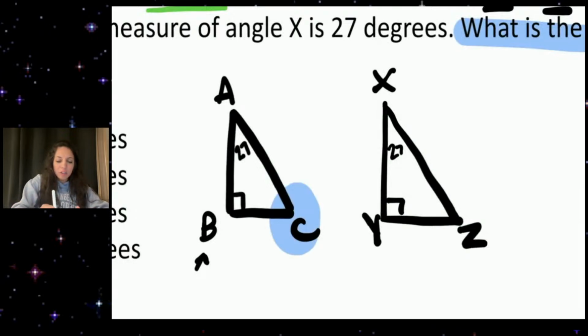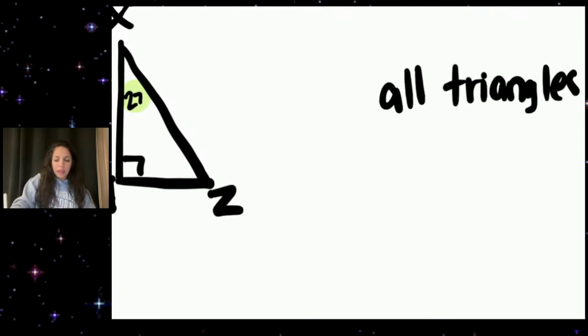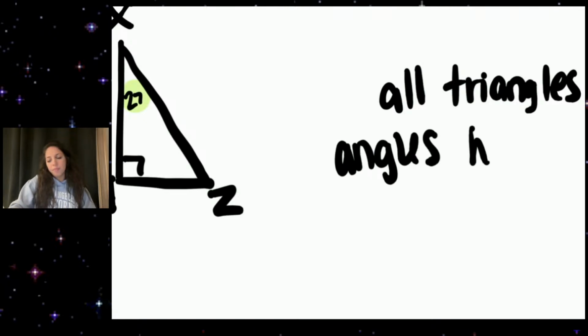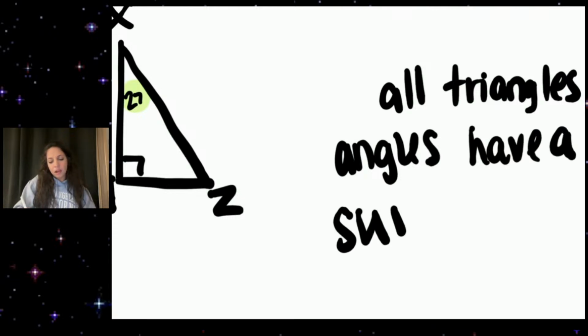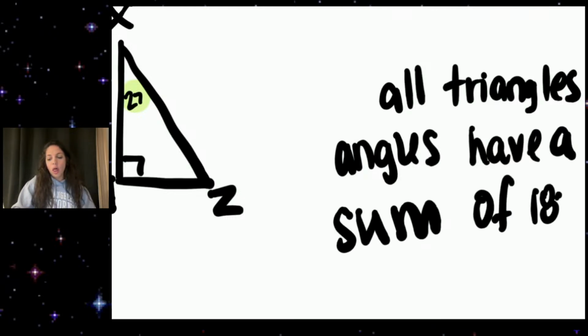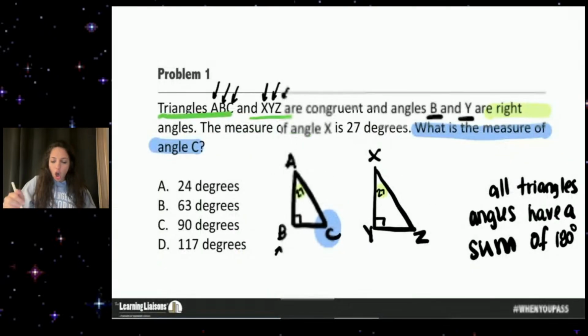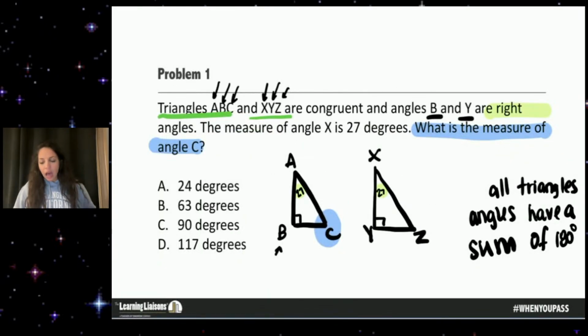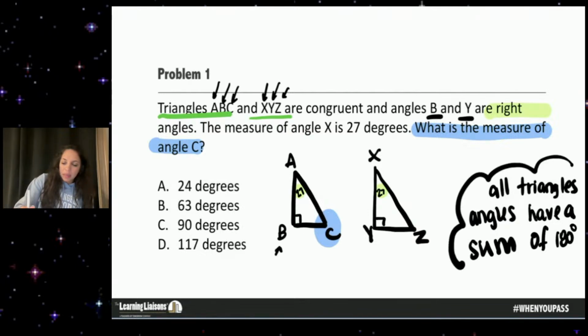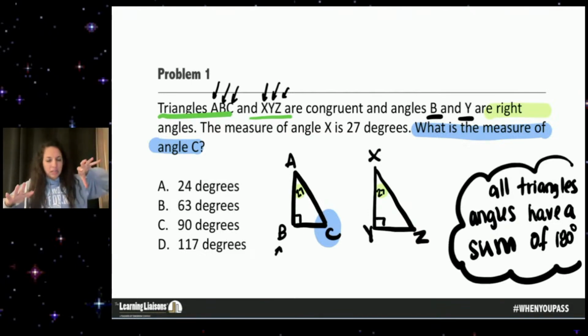And because I was able to translate this 27 to this 27, now I can just use my understanding that all triangles' angles have a sum of 180 degrees. Now, that's a whole lot of math language for one sentence. All triangles' angles have a sum of 180 degrees. All that means is that when you add all the angles up, the sum, you get 180 degrees.